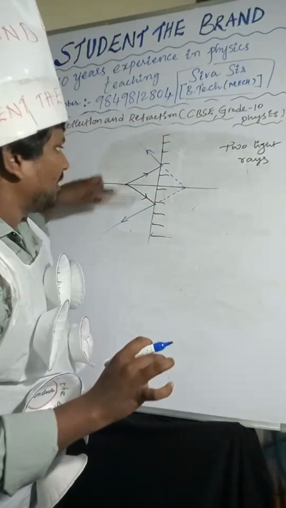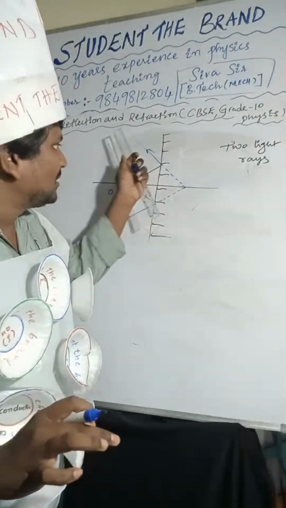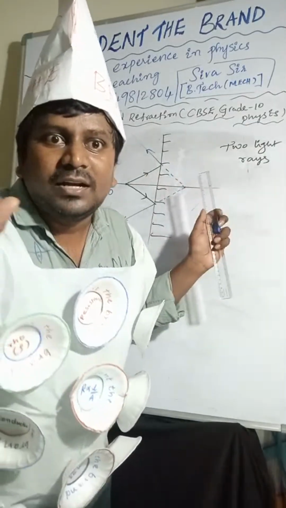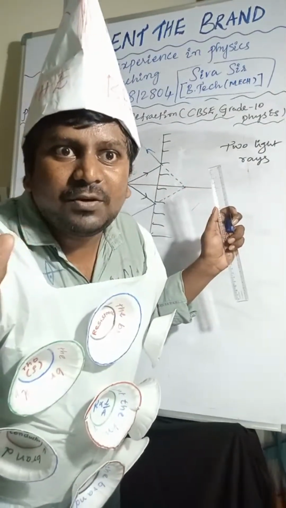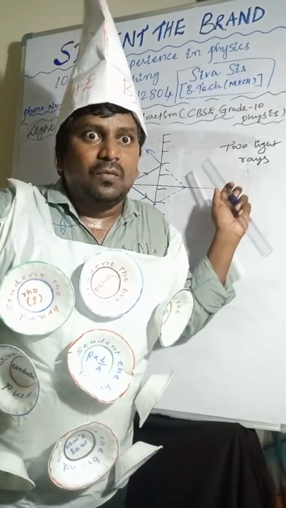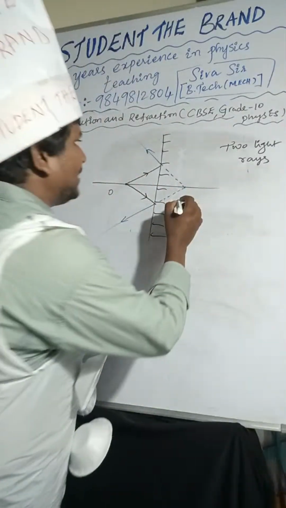So these are the reflected light rays. We are extending these reflected light rays, and their image will form. What is the type of image? Virtual image. That type of image is called a virtual image.